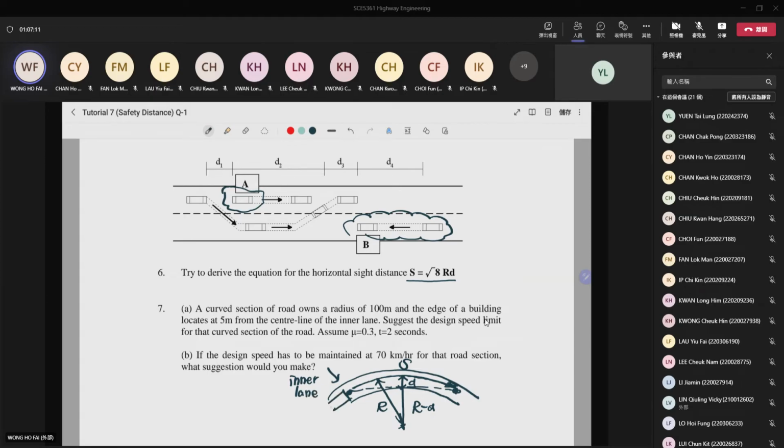When the vehicle is going around, you will see that there is something ahead, and you want to stop your vehicle. The real distance that your vehicle will travel is S, okay? Then S is equal to the square root of 8 times RD. R is the radius from the center of the lane to the center of curvature. D is from the side of the road, or we can say the obstruction, to the center of the lane. So this is the obstruction.